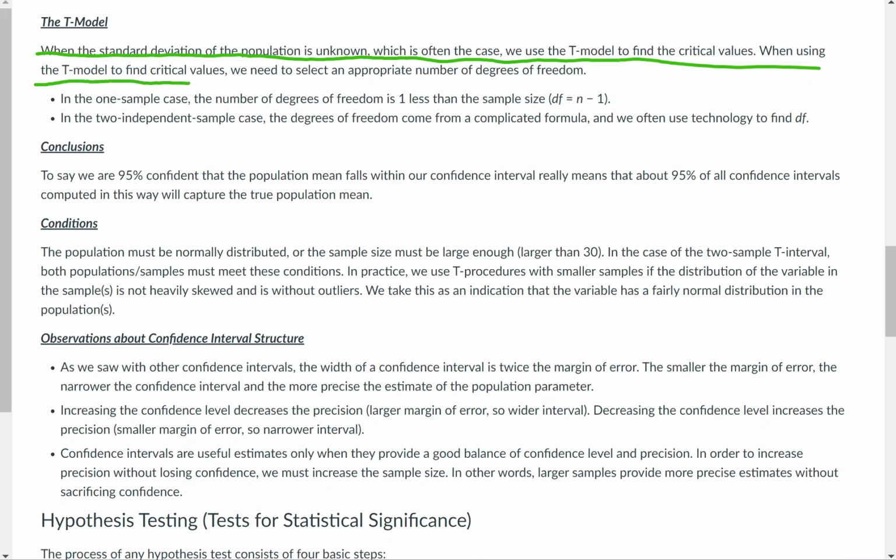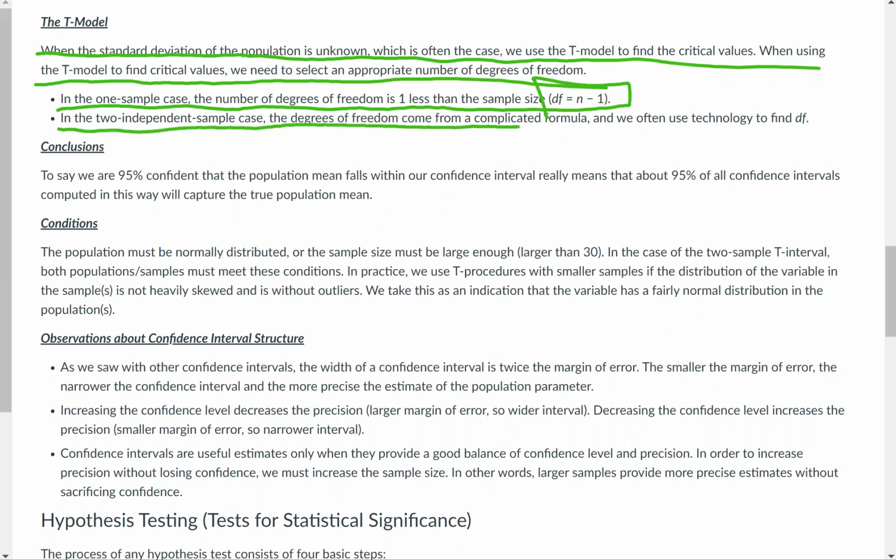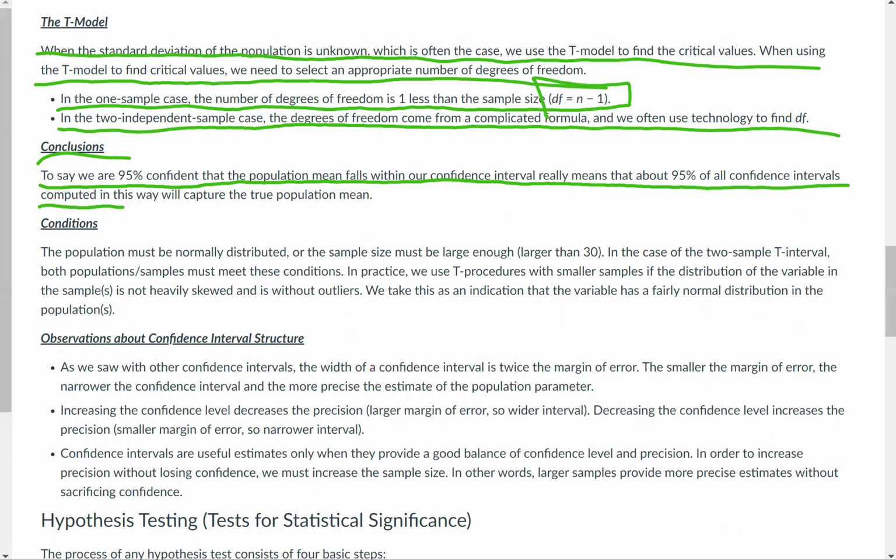When using the t model to find critical values, we need to select an appropriate number of degrees of freedom. In the one sample case, the number of degrees of freedom is one less than the sample size: degrees of freedom equals n minus 1. In the two independent sample case, the degrees of freedom come from a complicated formula, and we often use technology to find the degrees of freedom in that case. Our conclusions: we say we are 95% confident that the population mean falls within our confidence interval. That really means that about 95% of all confidence intervals computed in this way will capture the true population mean.